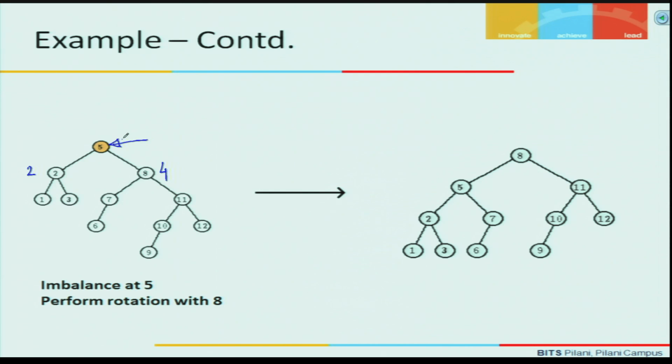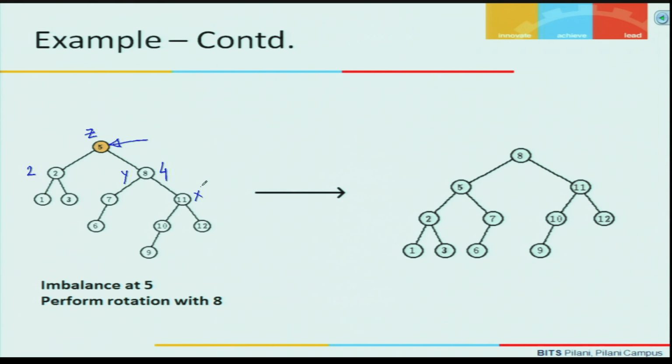So, this is going to be your z. Z is the node where height imbalance is present or the height property is violated. Your y is going to be a child of z which has a higher height. So, this is going to be your y, and x is going to be the higher child of y with higher height, which is going to be here x.